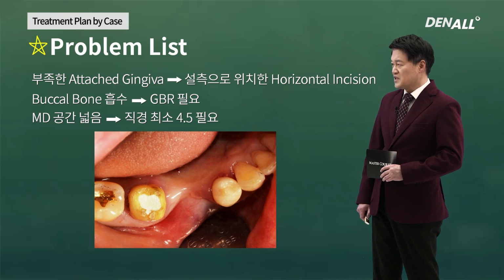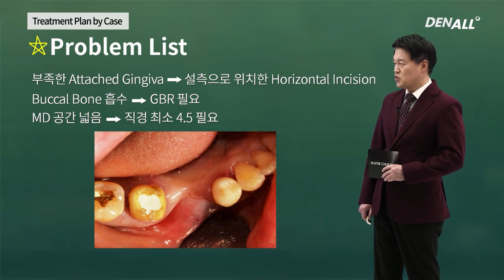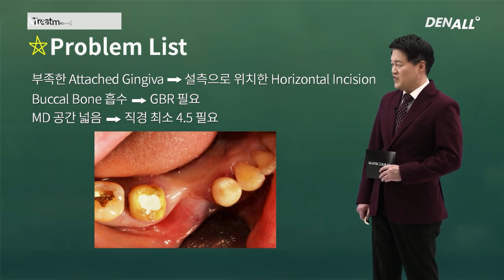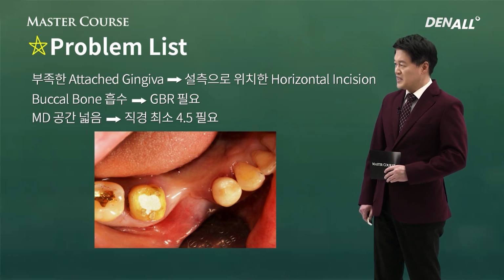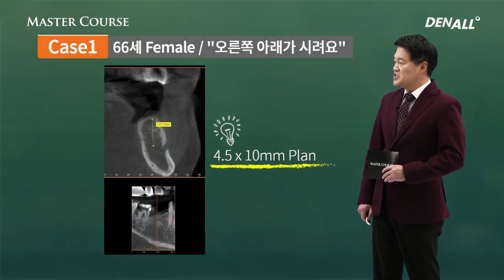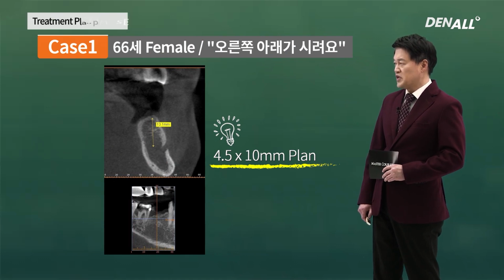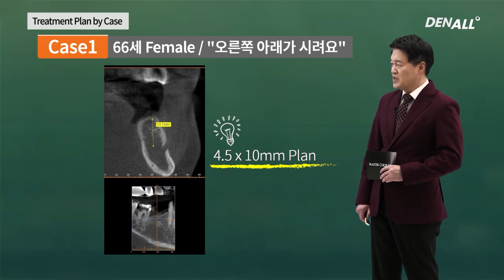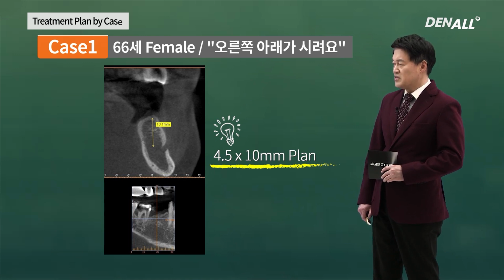Another problem was that the mesiodistal length was quite significant, so although it was a premolar, a diameter of 4.5 or more was needed. If you look at the CT, to the mandibular canal, there was sufficient bone height, so I thought it would be no problem to place 4.5 by 10 millimeter. There was significant space mesiodistally. I decided to place a 4.5 by 10 millimeter implant, and on the buccal side, there was insufficient bone.